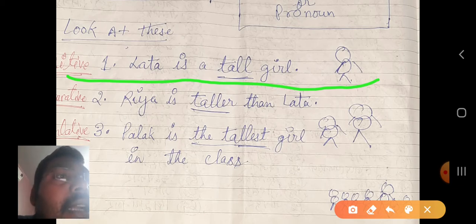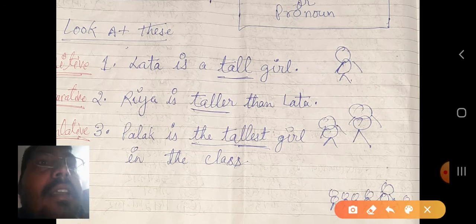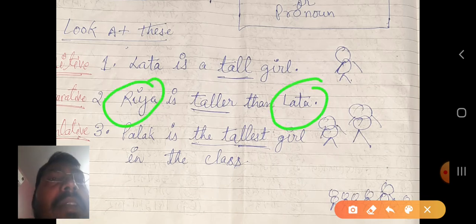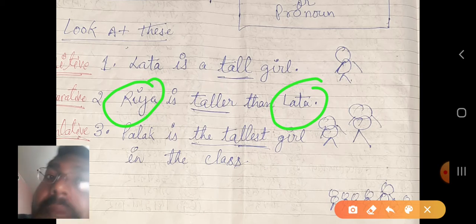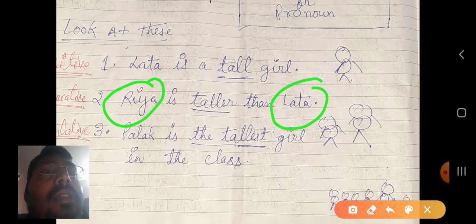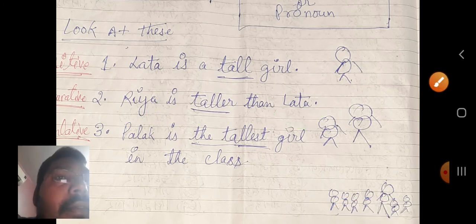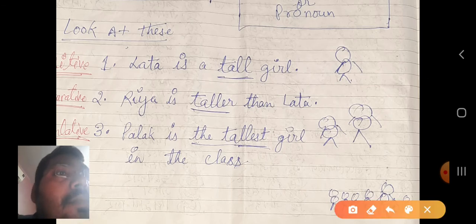Then look at the second sentence: Riya is taller than Lata. Now here there are two girls. When we compare two persons or things, we use the comparative degree. And finally, if we talk about more than two persons or things, then we use the superlative degree.